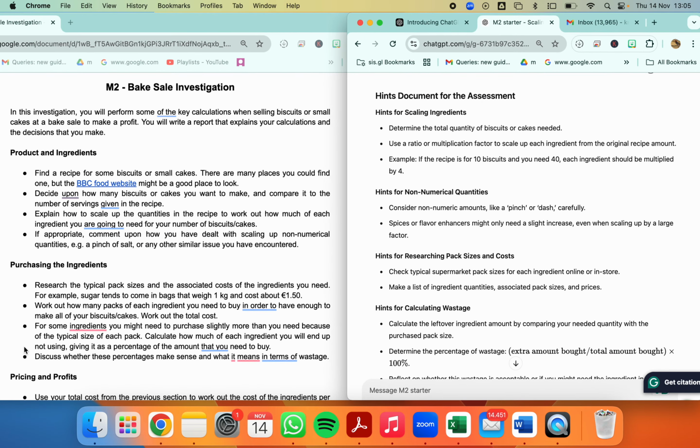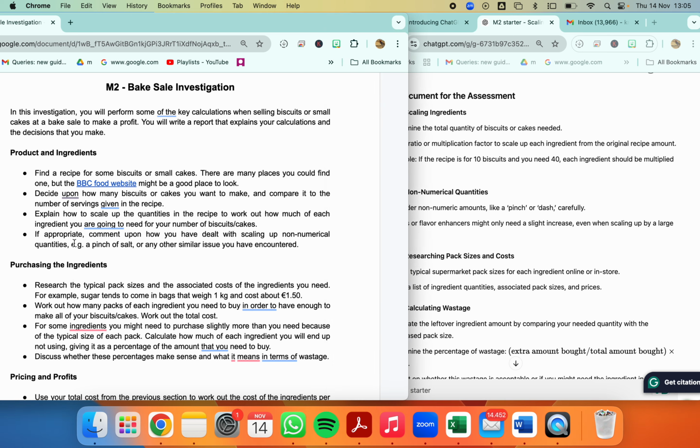Today we're going to figure out how to make more biscuits or cake than the recipe says. This is called scaling up. If a recipe is for 10 biscuits and we want to make 30, therefore we need to make 3 times the amount of each ingredient so the flavour and texture stays the same.